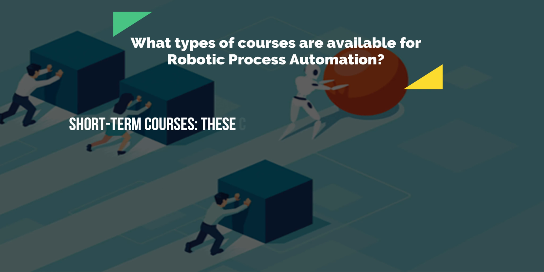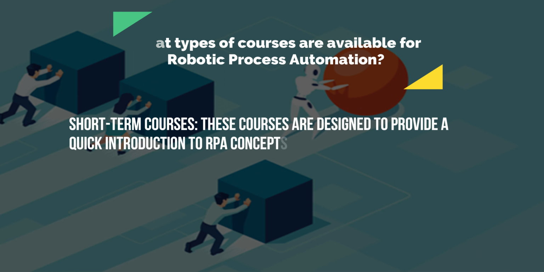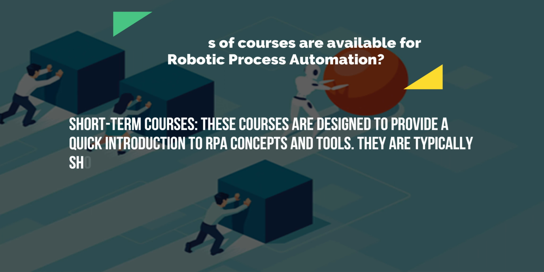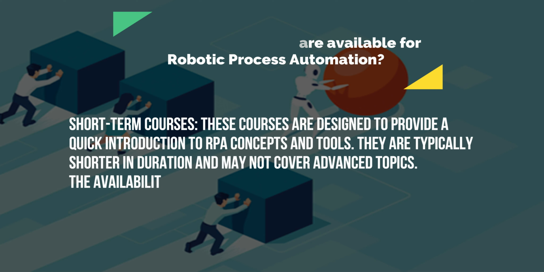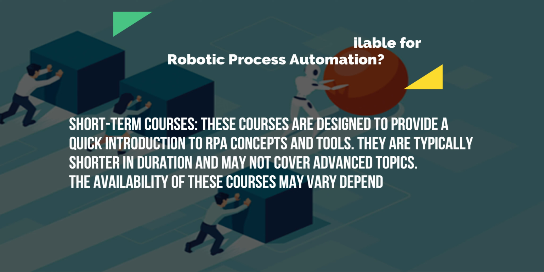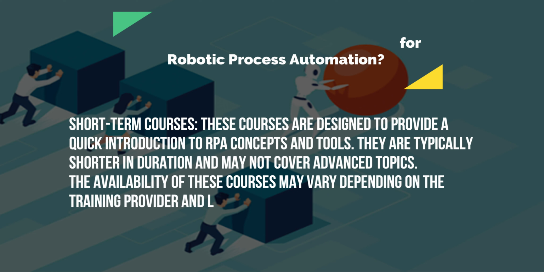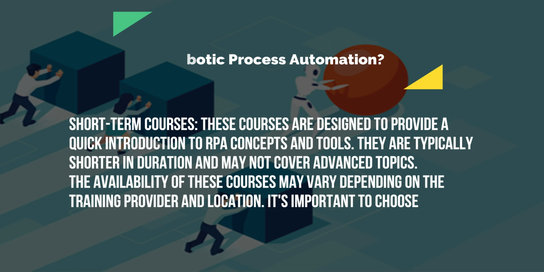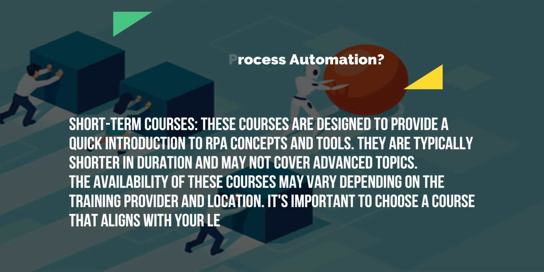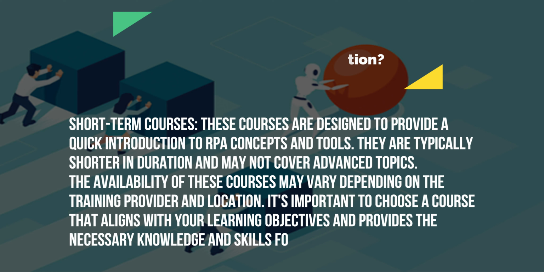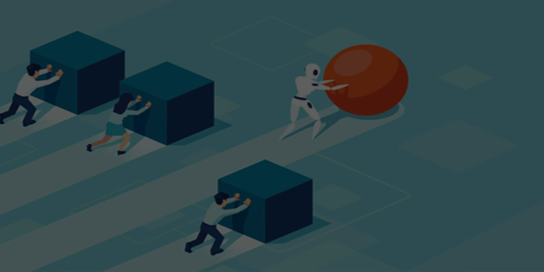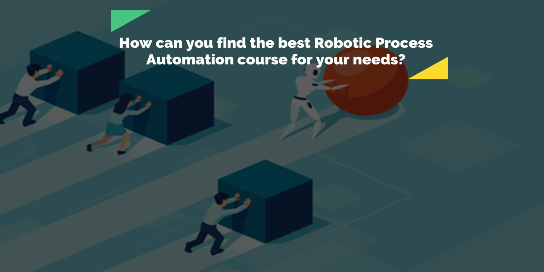Short-term courses. These courses are designed to provide a quick introduction to RPA concepts and tools. They are typically shorter in duration and may not cover advanced topics. The availability of these courses may vary depending on the training provider and location. It's important to choose a course that aligns with your learning objectives and provides the necessary knowledge and skills for your career goals. How can you find the best robotic process automation course for your needs?